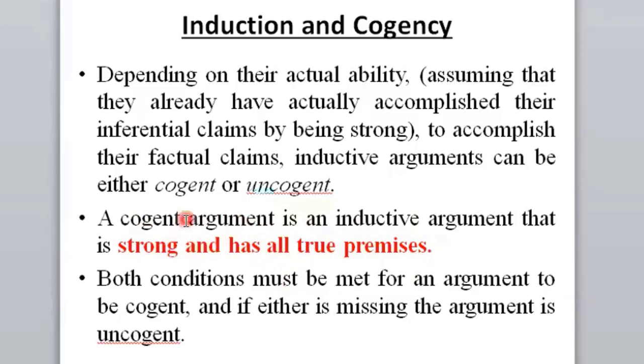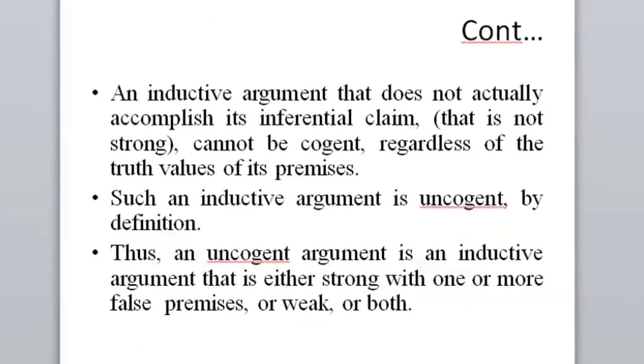The same rule applies in the case of a cogent argument. You can understand a cogent argument as the analogue of a sound argument in the case of deductive. The difference is the probability and the certainty of the premises and the conclusion. Both conditions must be met. It must be strong, and at the same time it must have all true premises to be cogent. If these two conditions are not fulfilled, analogously, it is uncogent. If it meets only one of these two criteria, we label it an uncogent inductive argument. An inductive argument that does not accomplish its inferential claim, that is not strong, cannot be cogent, regardless of the truth value of its premises.